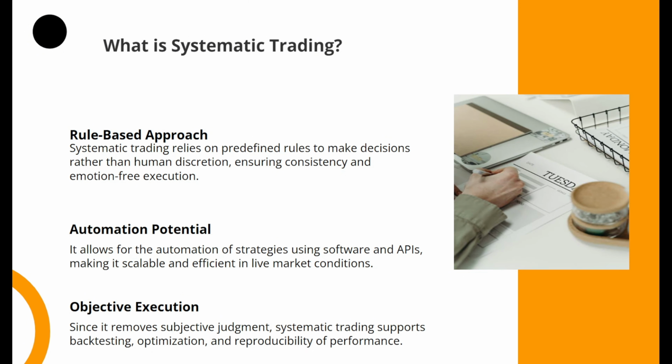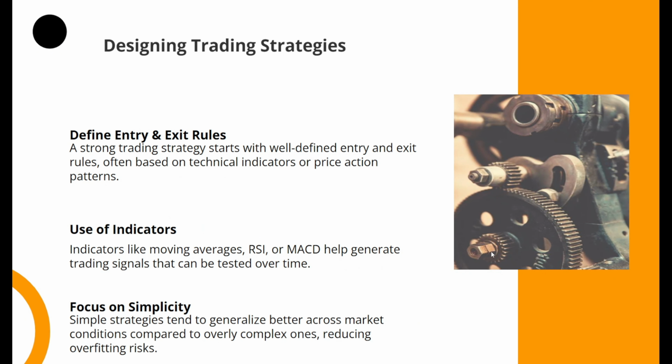And then objective execution. So since it removes subjective judgment, systematic trading supports backtesting, which is the most important thing, optimization, and reproducibility of performance. So essentially, the results can be recreated. So how do you design a trading system?